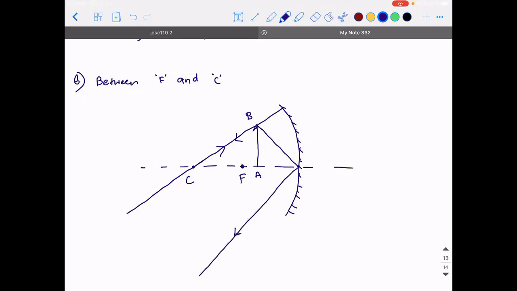Now, unlike the previous case, what will happen here is the reflected rays will not be parallel to each other. Rather, they will start getting diverged. If they are getting diverged, is there a possibility for this reflected ray and this one to meet anywhere in a real scenario? No, sir. Obviously, they can't. So the only way to locate the image is to extrapolate it backwards.